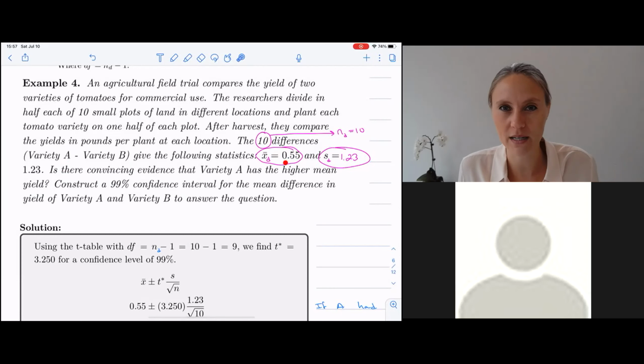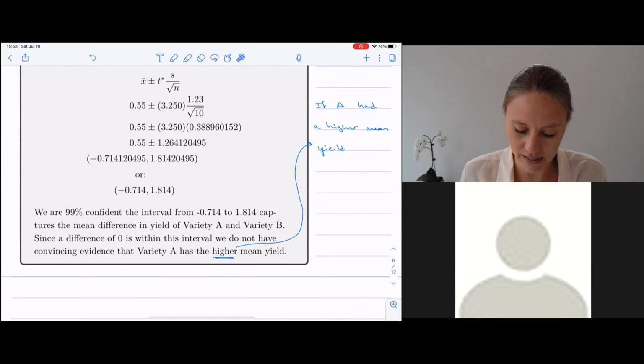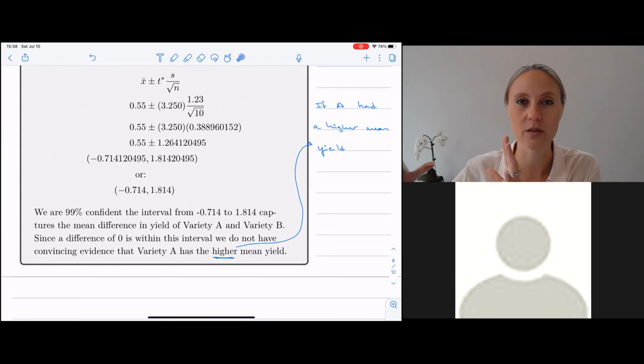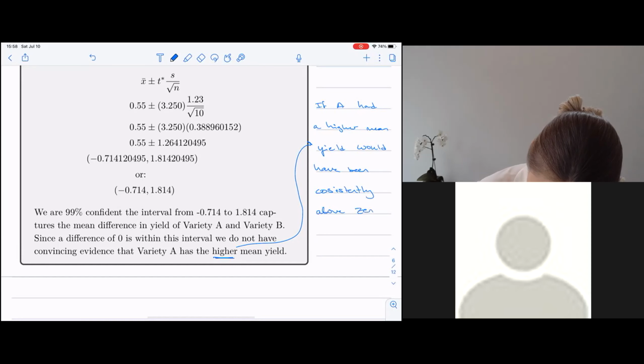So that made us suspect that A maybe had a higher mean yield, but we had to do the test to figure it out. And it turns out not significantly higher. It's higher, but not significantly higher. Right, and so if A had a higher mean yield, our interval would have been consistently above 0, right?